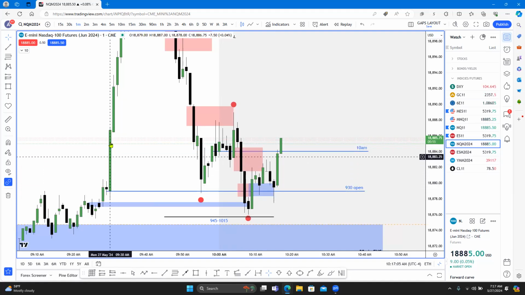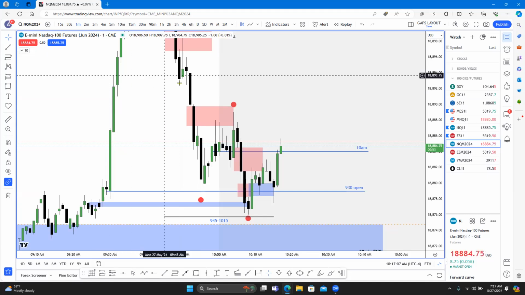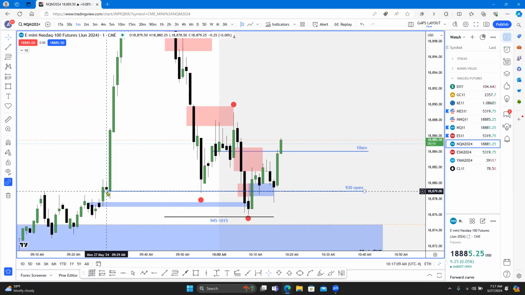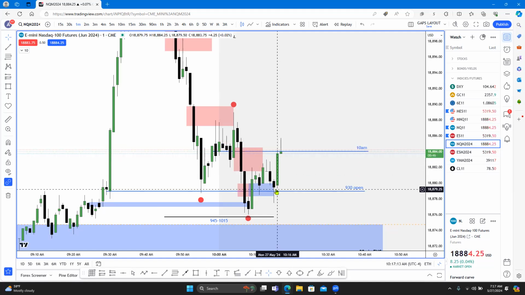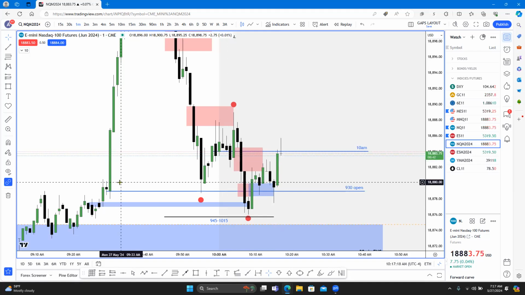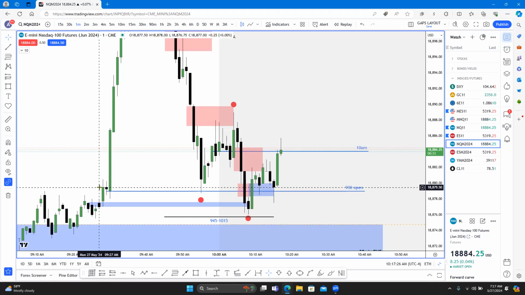Yeah. This is the 9:30 open, right? So you want to wait 9:30 to 10, let the opening range do its thing, right? So now we have nice rejection off of there. Also, second time inversion fair value gap.